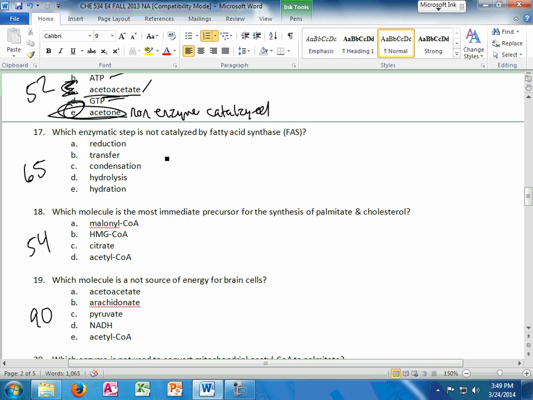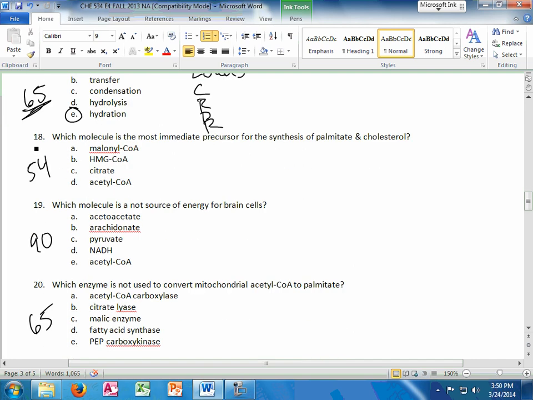So number 17, which enzymatic step is not catalyzed by fatty acid synthase? That is hydration. So fatty acid synthase loads, goes through the condensation, reduction, dehydration, reduction, and then releases or repeats these steps. None of those steps are the hydration. Look at slide 65 for all of the fatty acid synthase enzymatic functions.